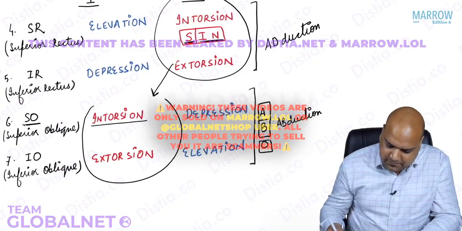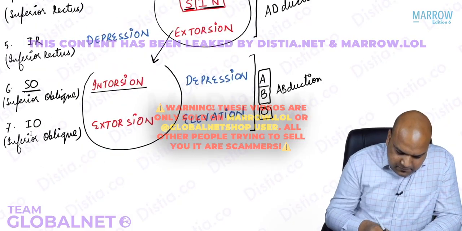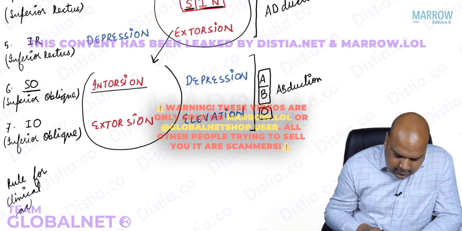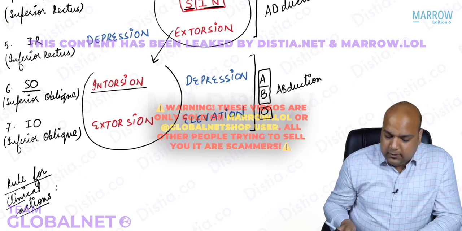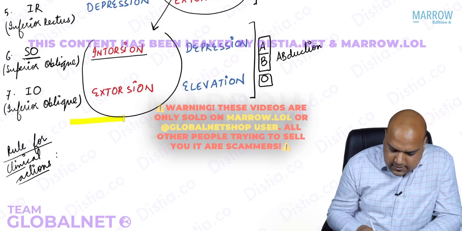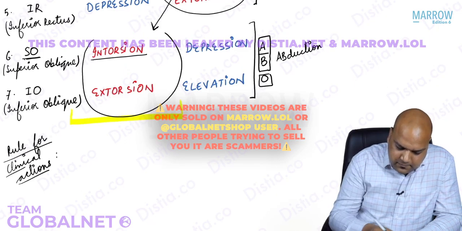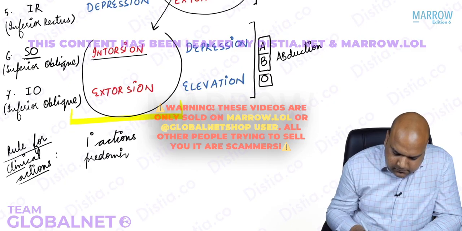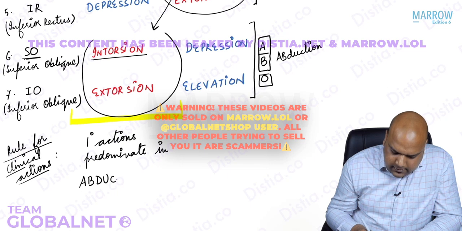Okay, so I'm writing here, everybody, rule for clinical actions. The rule for clinical action says that all the primary actions of muscles predominate in an abducted eye.